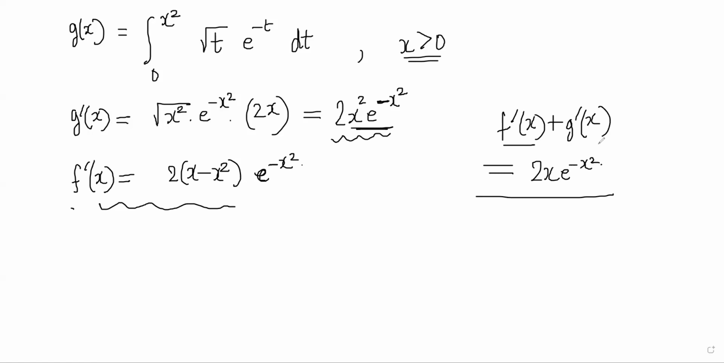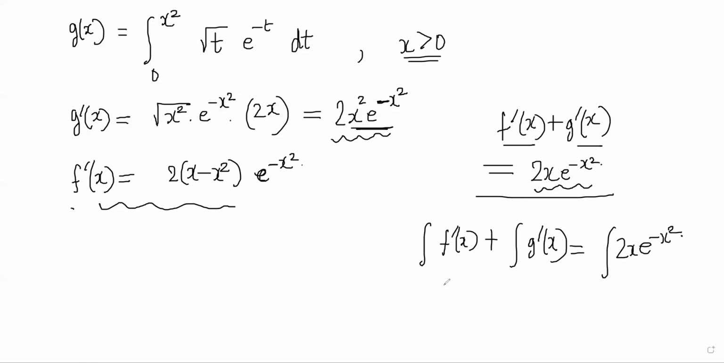Now, this is easily integrable. You can integrate on both sides. You can say integral of f'(x) plus integral of g'(x) is equal to integral of 2x e^(-x²), and integral of f'(x) is f(x) + g(x). The integral of this is also very easy because x² can be taken as t. So this is e^(-t) dt, right? So this becomes negative of e^(-x²) plus some integration constant, right?